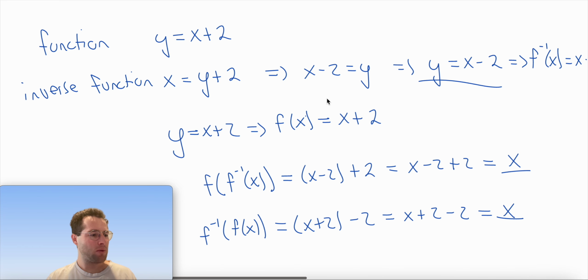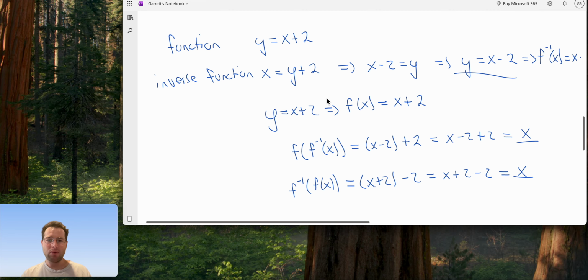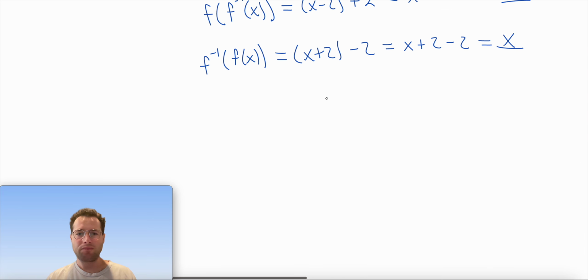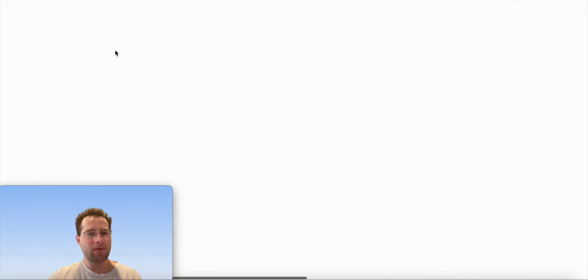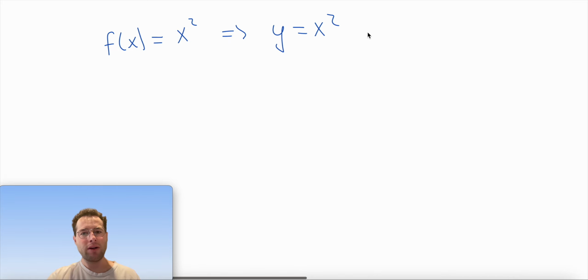Let's look at an example where we might see something different with the domain and range. Let's say we're given the function f of x equals x squared, and we want to find the inverse function. Well, we can say this is y equals x squared. Now I'm going to swap the x and y and then solve for y again.